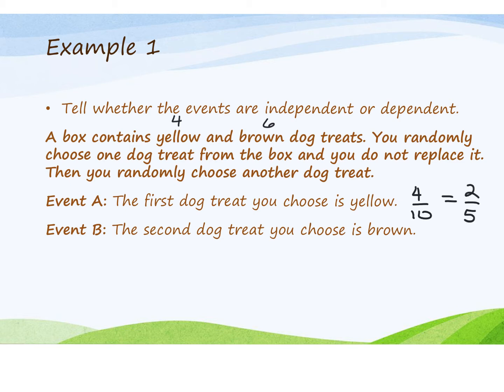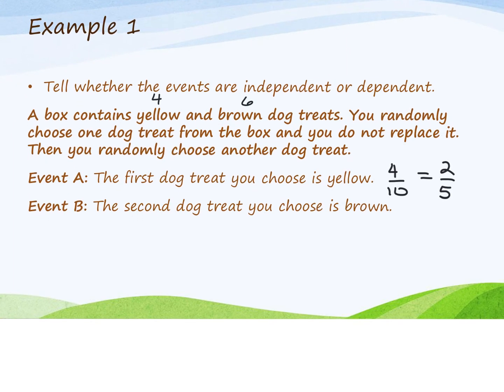Now, what if we start from scratch and all 10 dog bones are in there? What's the probability of brown? 6 over 10, which would be 3/5. So this is if we were to take the dog bones and put them back, the probability won't change. But let's do it now, and let's say we pick the dog bone and we keep it. We give it to our dog. Now what would be the probability?